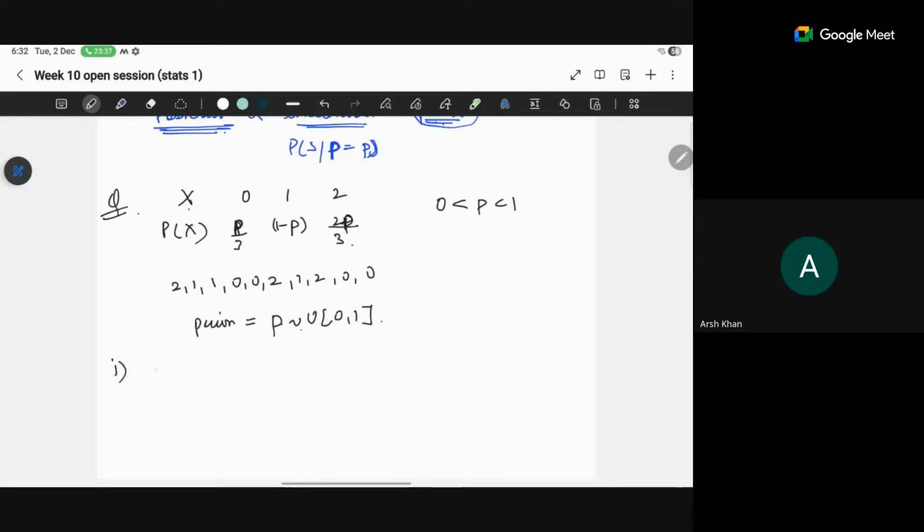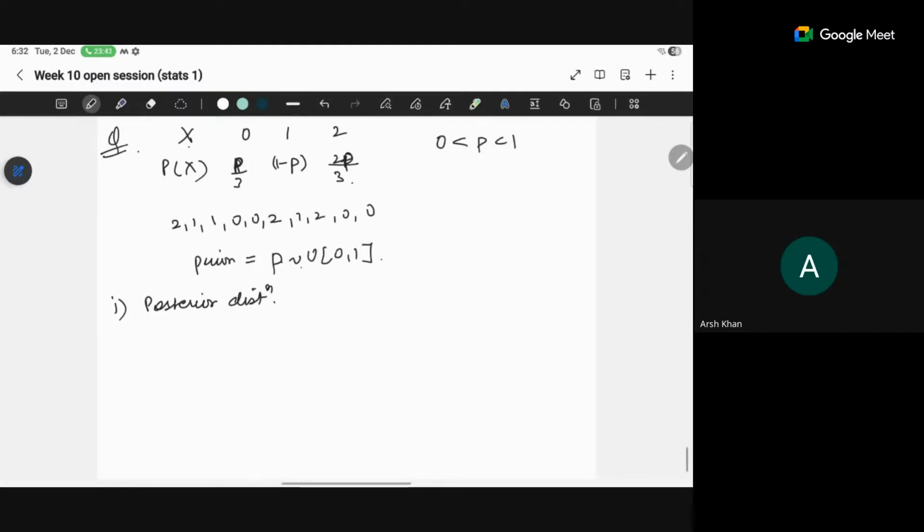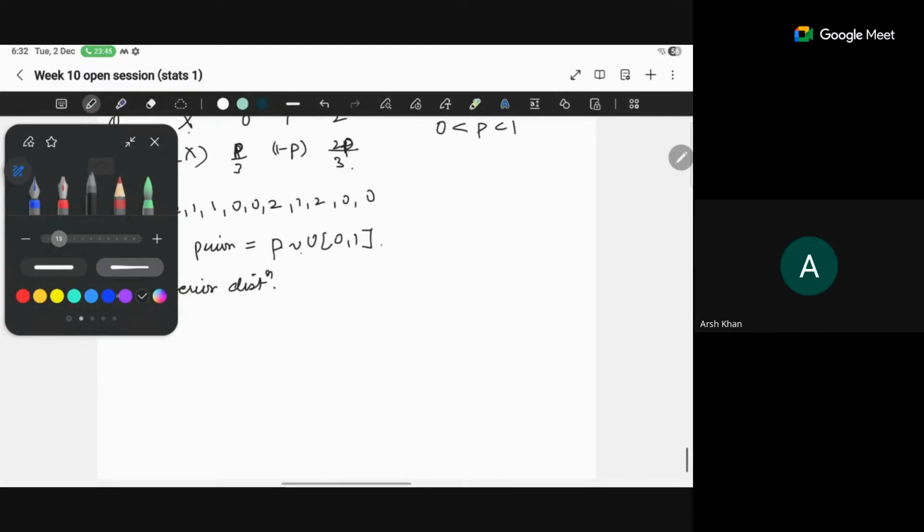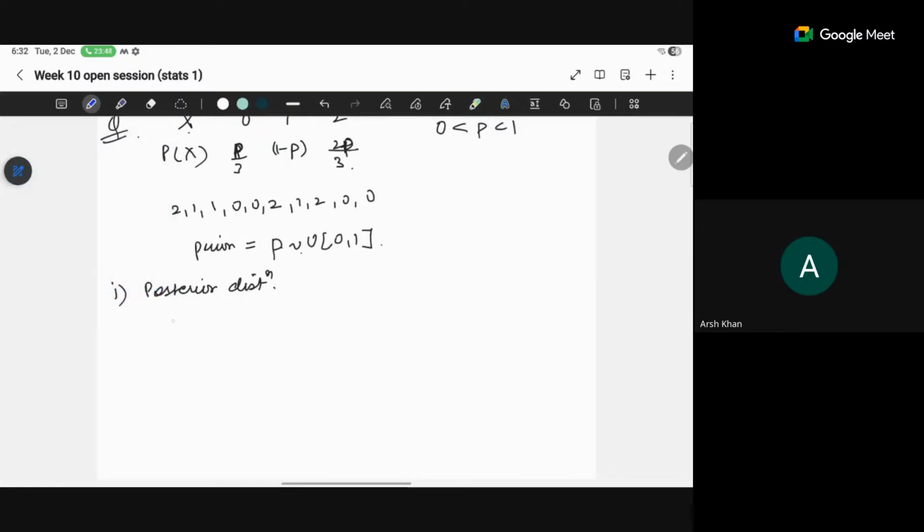Now the first thing that we have to calculate is the posterior distribution. Okay, what is my posterior distribution here? So how will I solve this? The first step is you will write the relation, which is: posterior is proportional to likelihood times the prior.